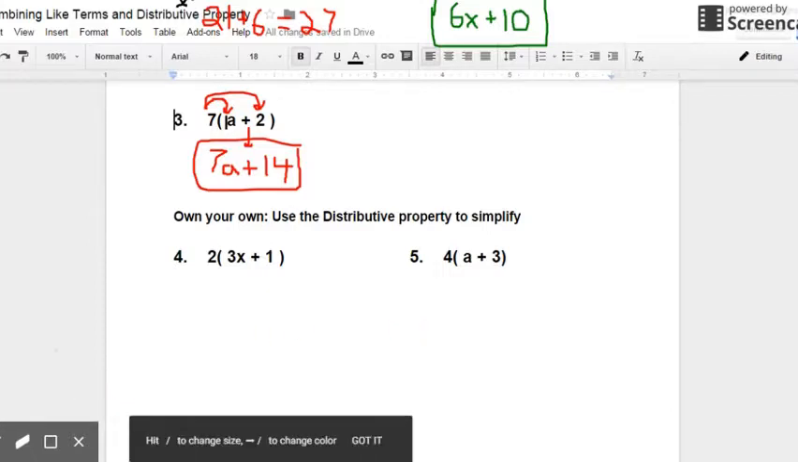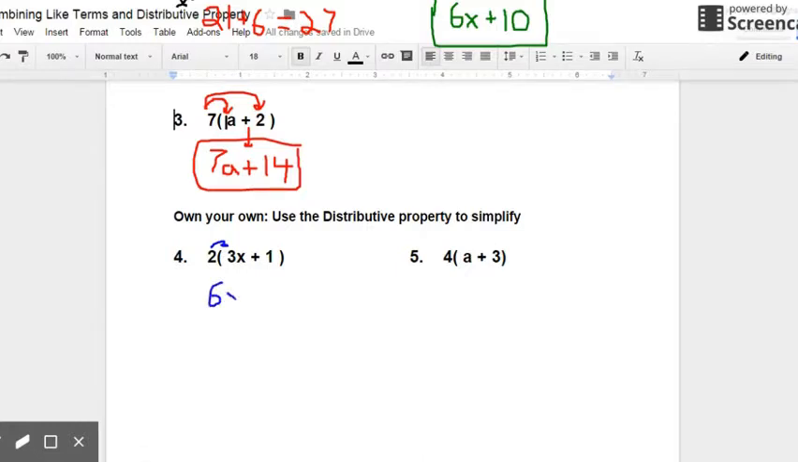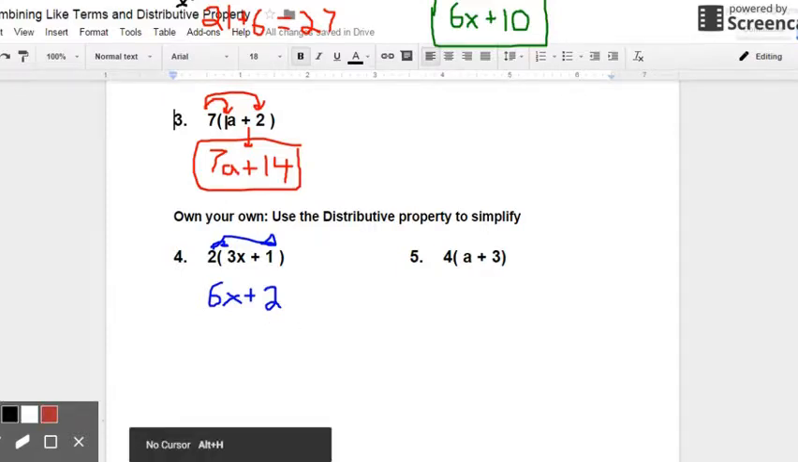All right, welcome back, students. Let's go ahead and go over the answers. Remember, distribute. 2 times 3 is 6, so 6x, the variable stays the same. 2 times 1, ooh, that's a bad arrow. That's okay. 2 times 1 is 2. And then bring down the plus sign. The sign in the middle stays the same. So for this one, you should have got 6a plus 2.